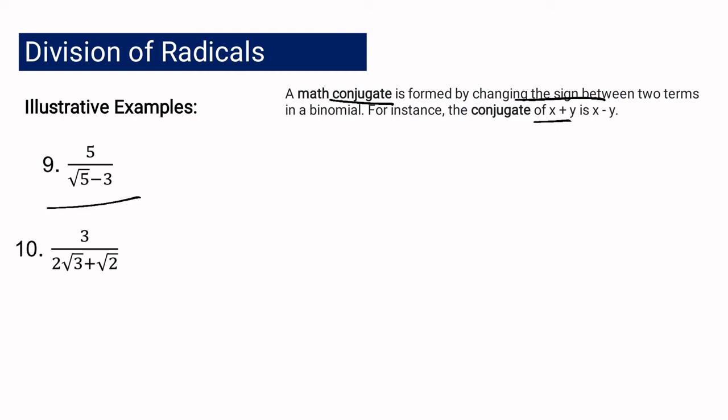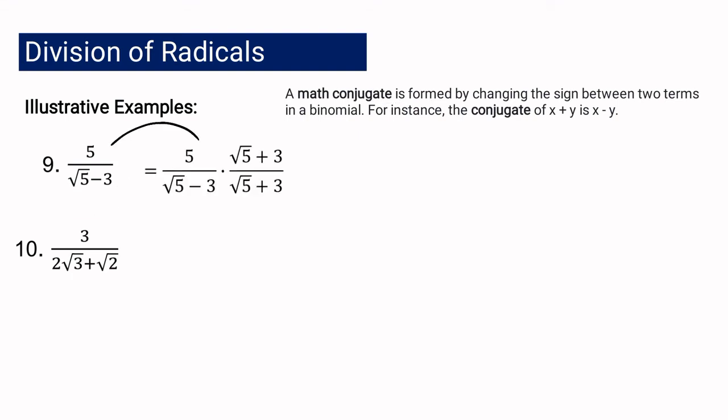Example, if you have x plus y, the conjugate is x minus y. So, para mawala ang ating radical sign dito sa denominator, we need to multiply this whole expression by the conjugate of square root of 5 minus 3. And again, what will be the conjugate of square root of 5 minus 3? Very good. You are just going to change the sign.